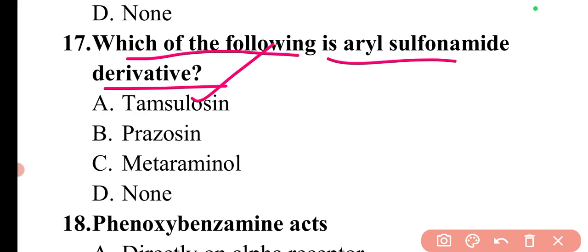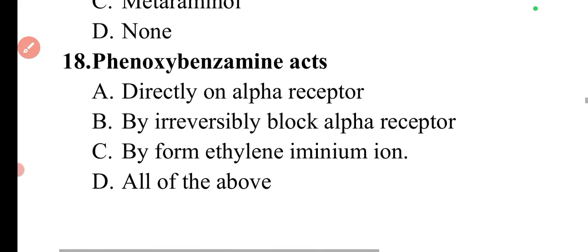So the aryl sulfonamide derivative is tamsulosin. So here option A is correct.